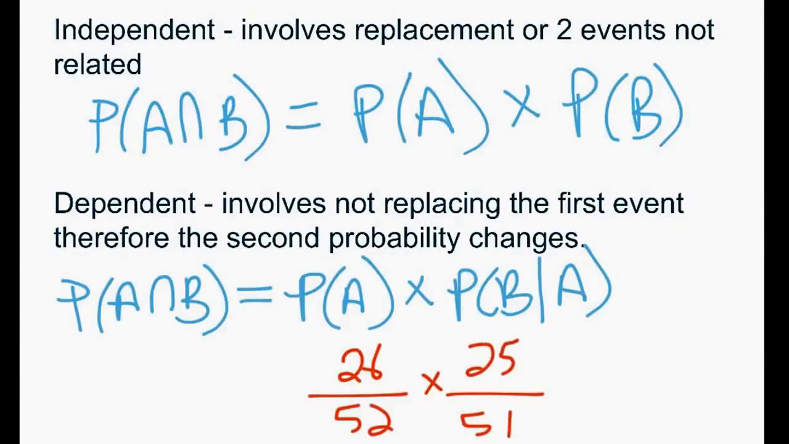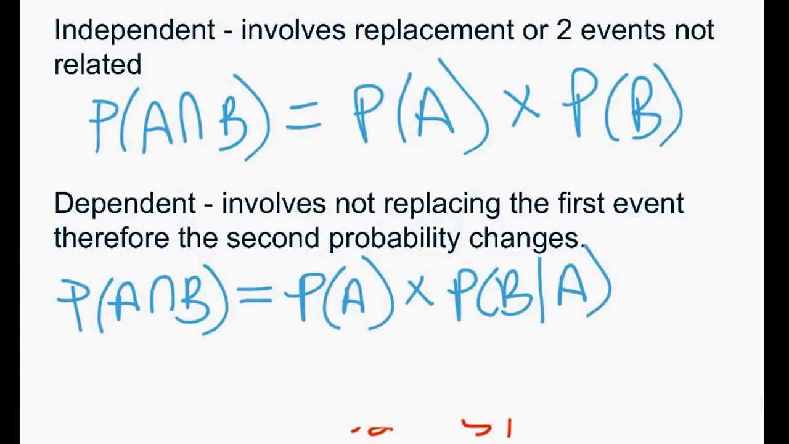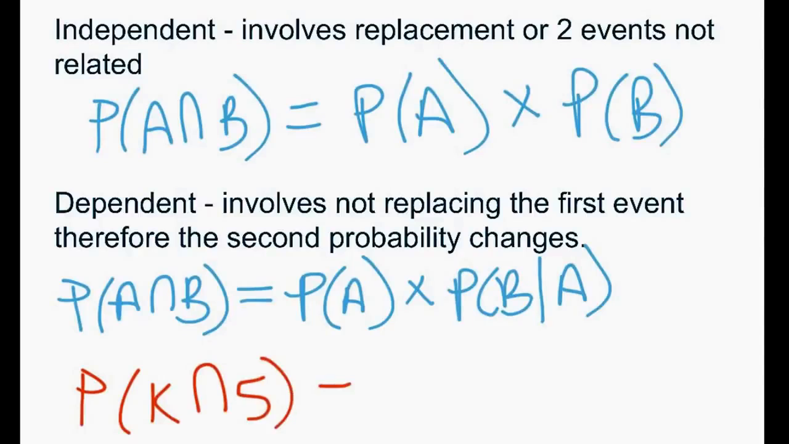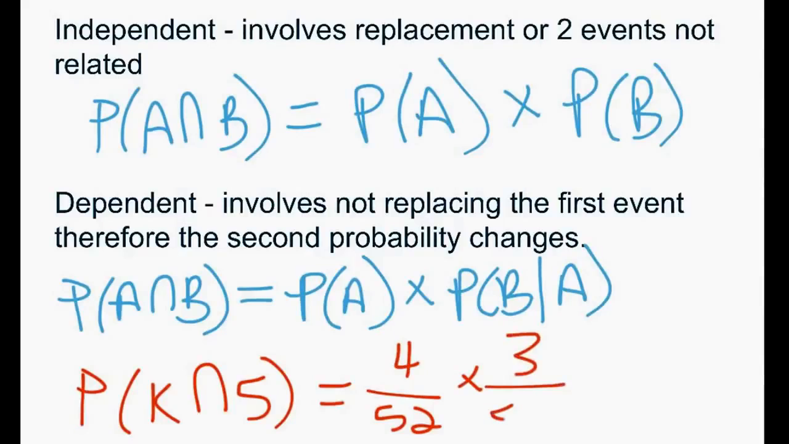Okay, let's do one more. What's the probability of getting a king and then a 5? So we want a king and then a 5. So the probability of a king, there's 4 kings in the deck out of 52, and the 5 would be, it's only 3 left over, so we'd have 3 out of 51. Sorry, I messed up on that one. There'd be still 4 5s left over because the king wouldn't affect it, so you'd have 4 out of 51.